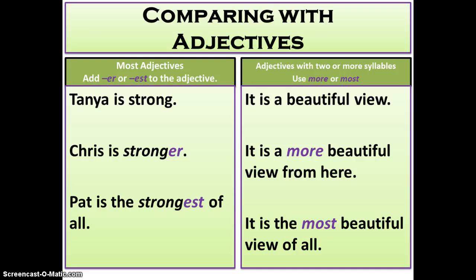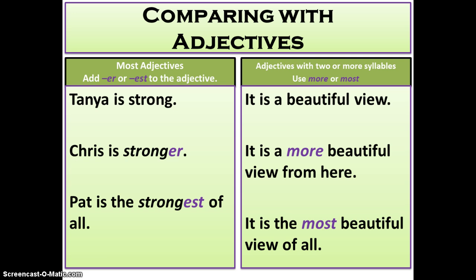Most adjectives add ER or EST to the adjective. For example, Tanya is strong. Now I'm going to compare Tanya and Chris. So I'm going to add ER to the ending of the adjective strong. Chris is stronger. And finally, I'm going to add EST because I'm comparing 3 or more things. Pat is the strongest of all.